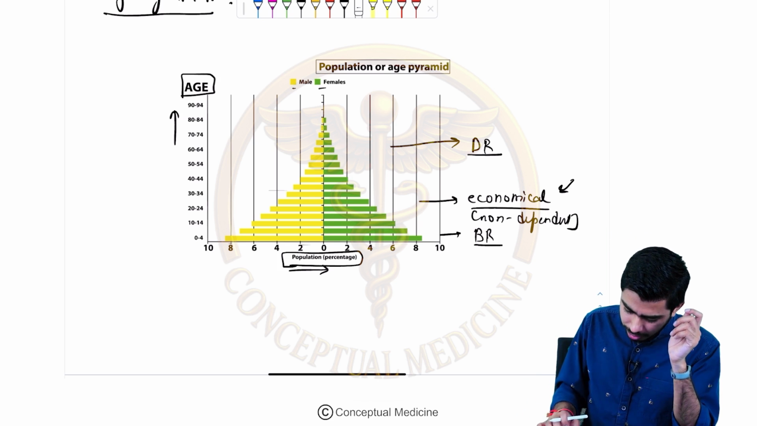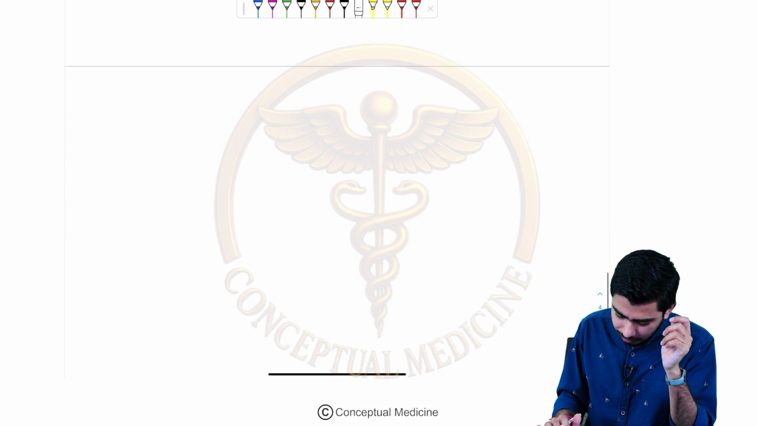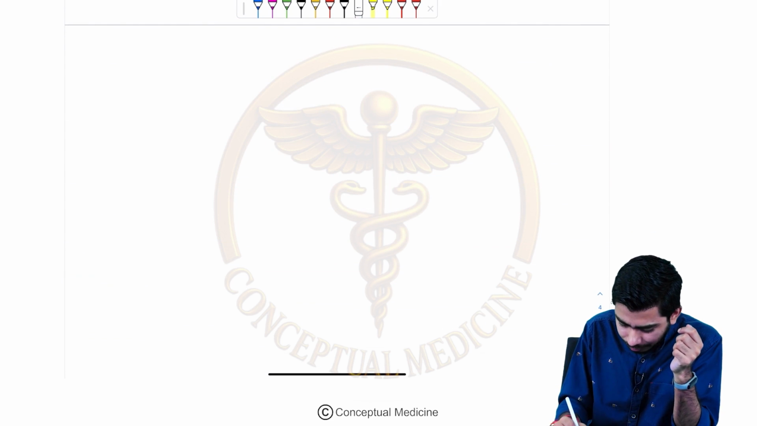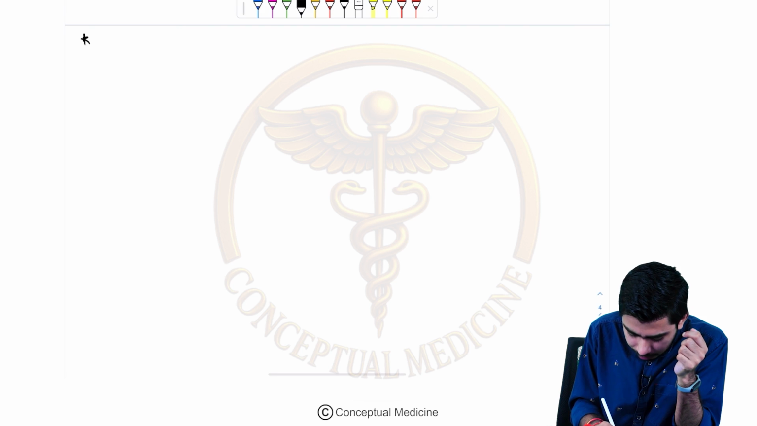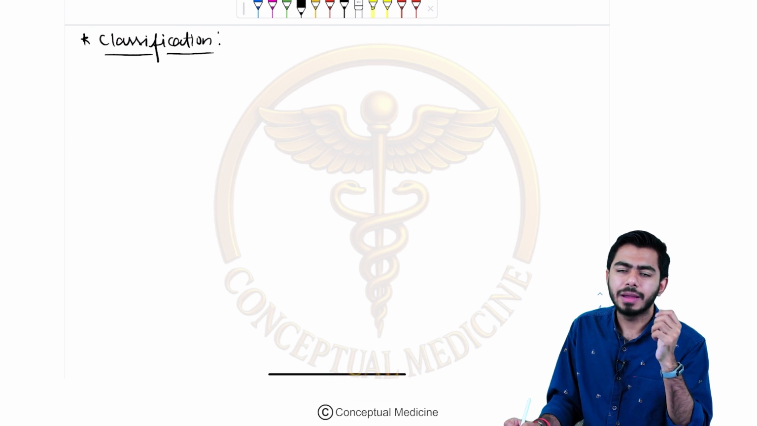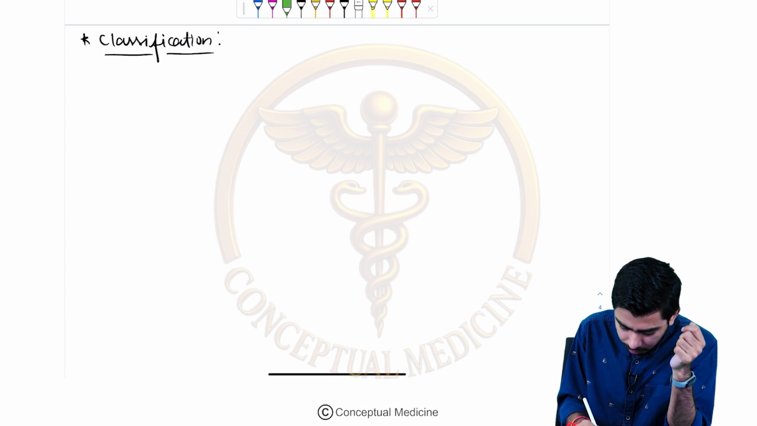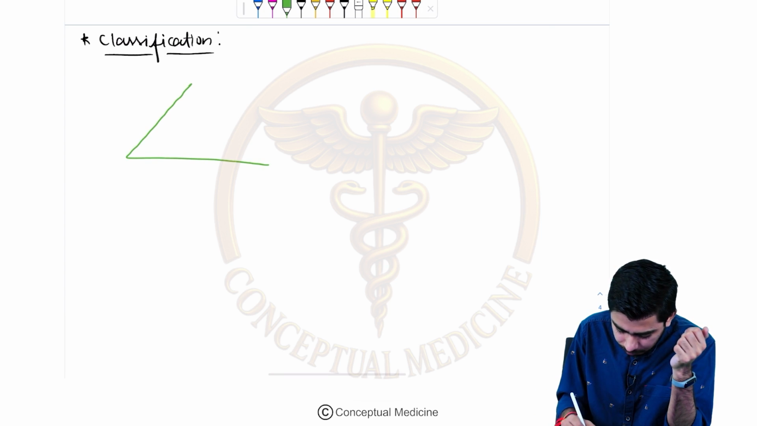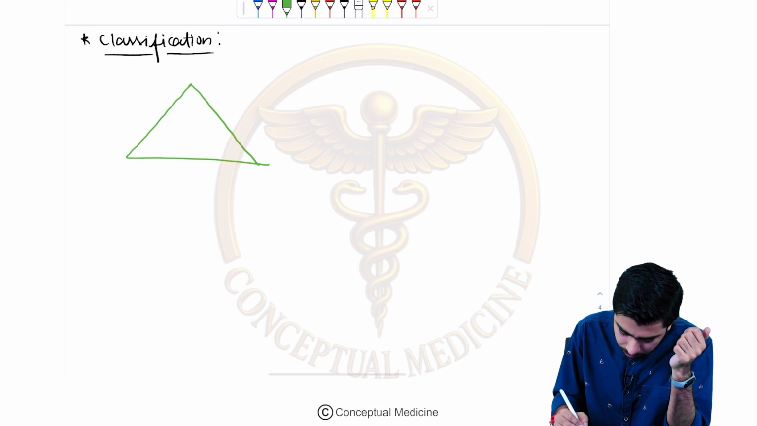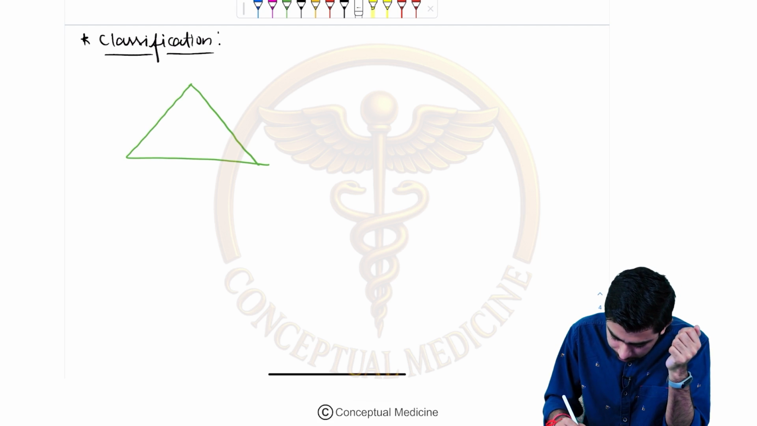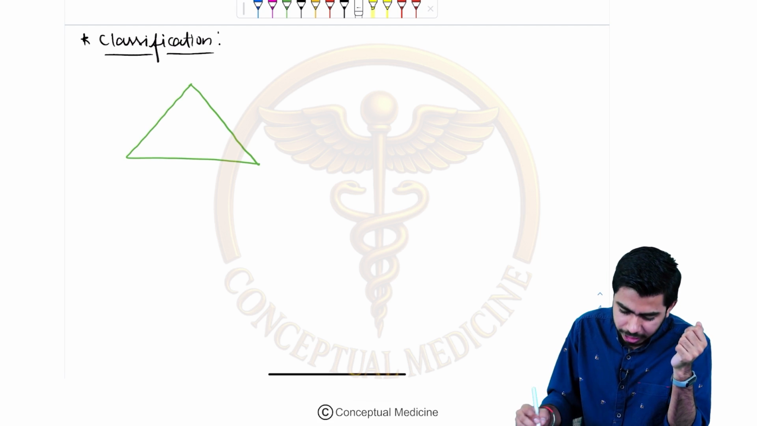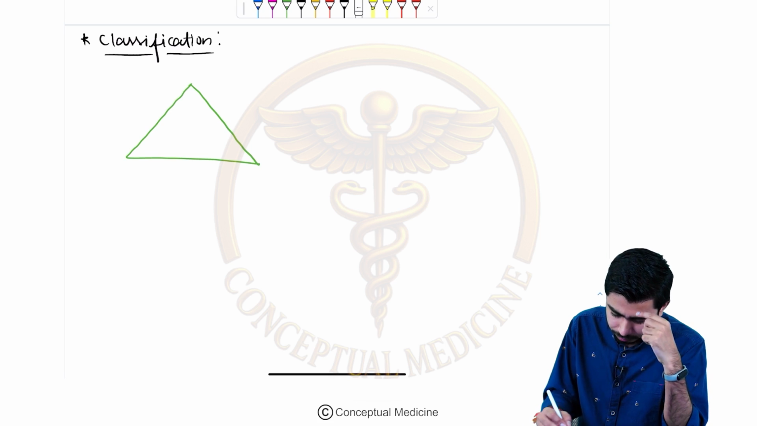Now look at this classification, guys. You will understand it very easily. I am drawing two diagrams over here. One population has this kind of age pyramid, that is this one. And the next population has this kind of age pyramid.